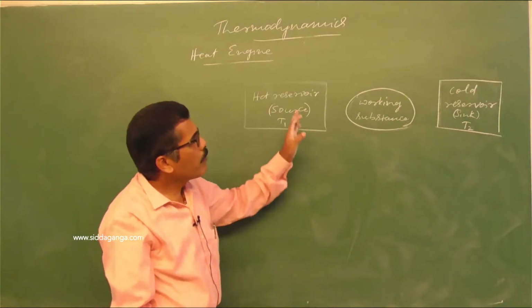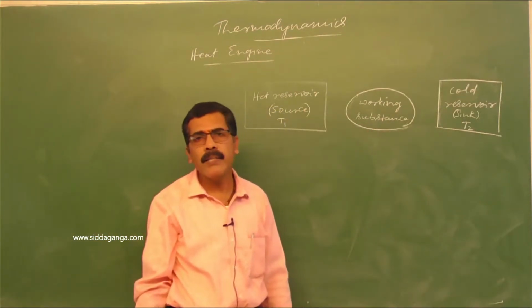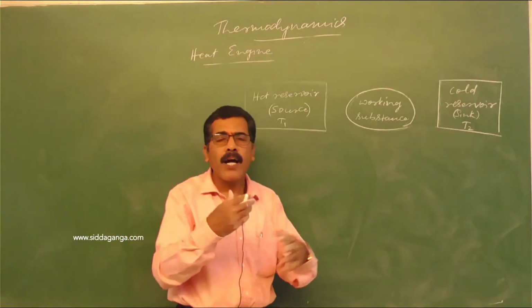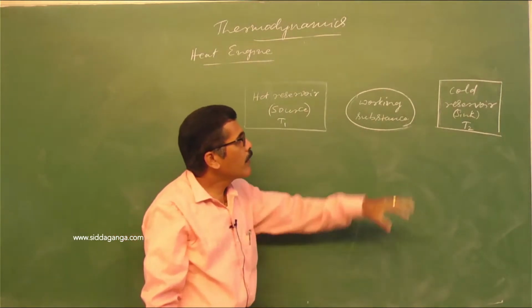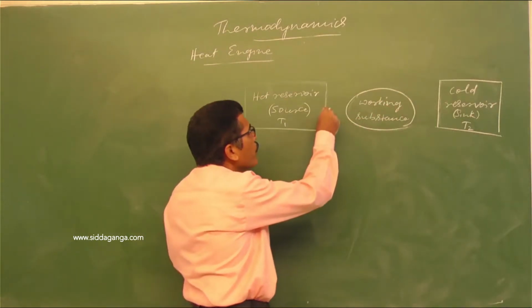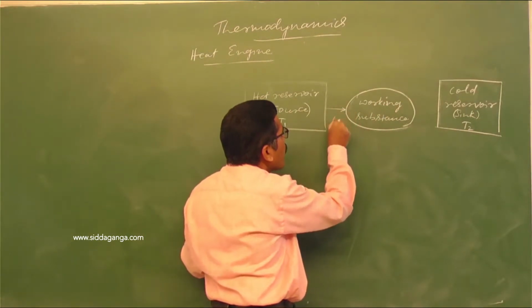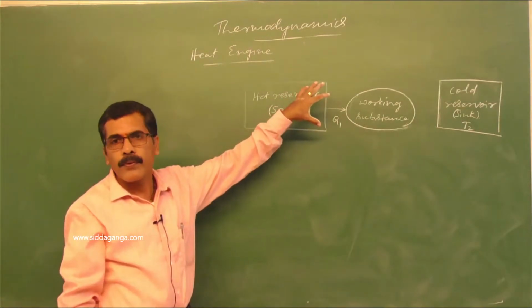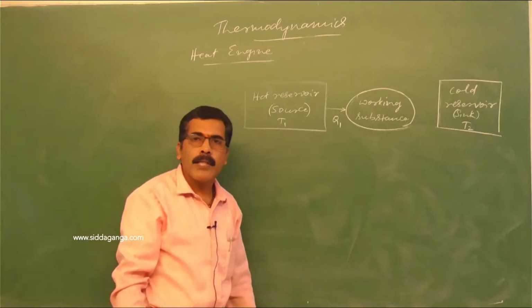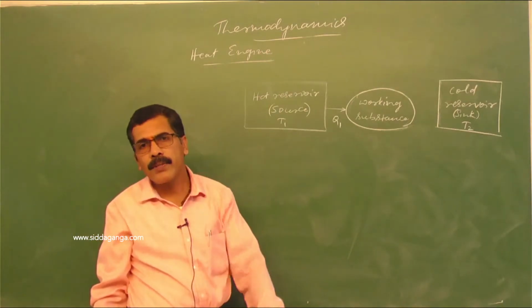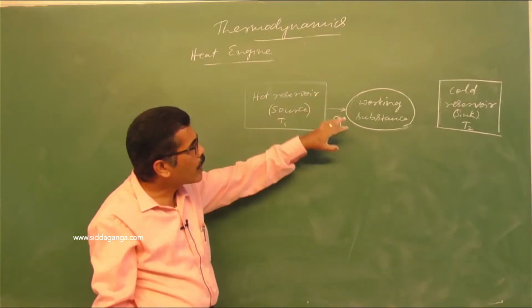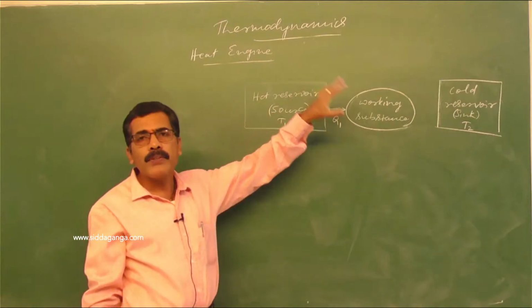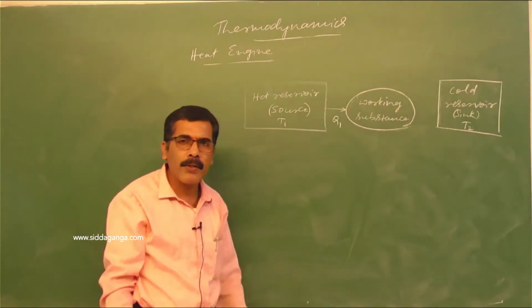See, these are the main requisites of a heat engine. Let us understand how it works. The working substance, which may be in the form of a gas or a liquid, absorbs a certain quantity of heat Q1 from the source or hot reservoir, which is at a constant high temperature T1.